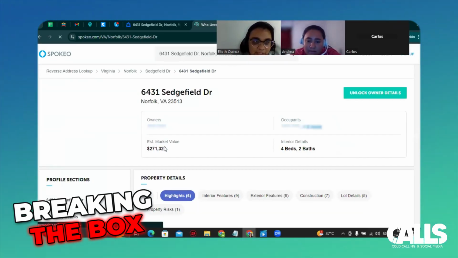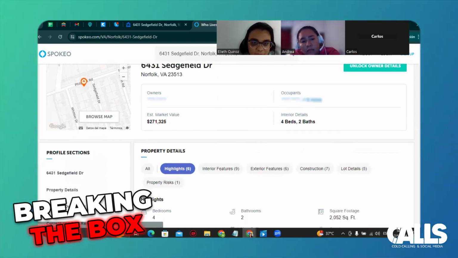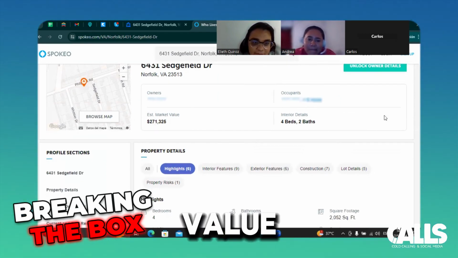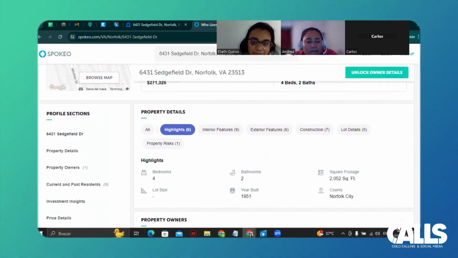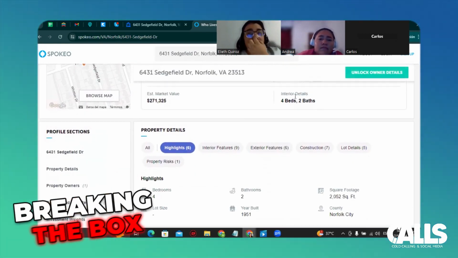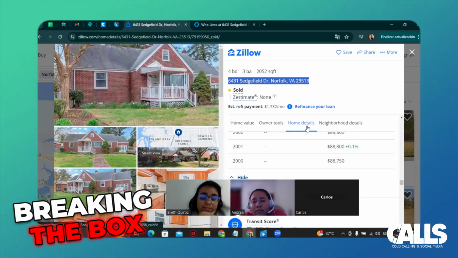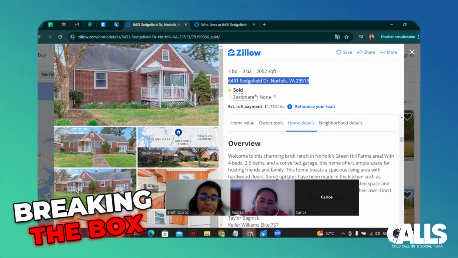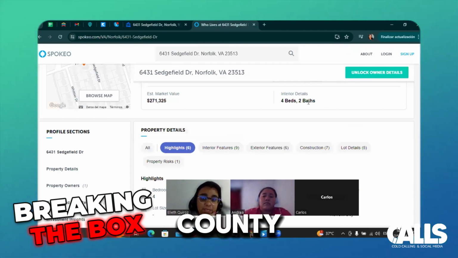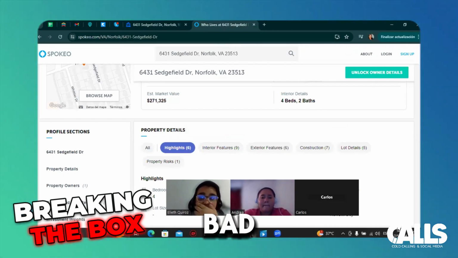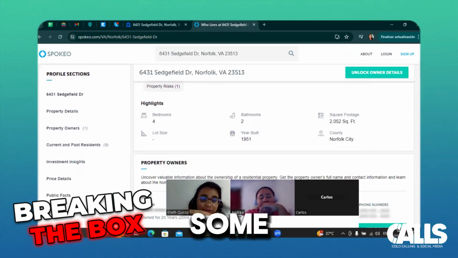So it says that this is from the county. Estimated market value for 4 beds, 2 baths. You see this? An investor is not gonna believe what this says on the description. They may say 2.5 baths, but here the county says 2 baths. Some people would take it into consideration, some others not.